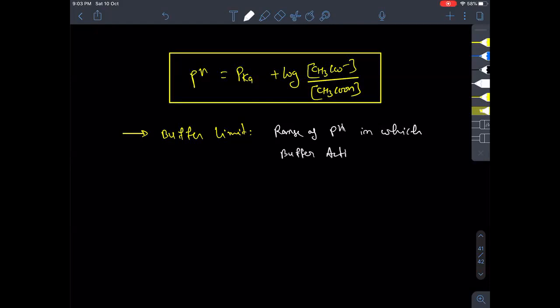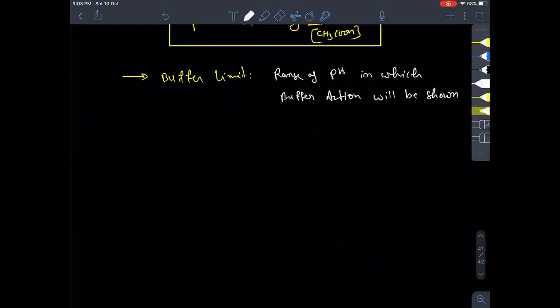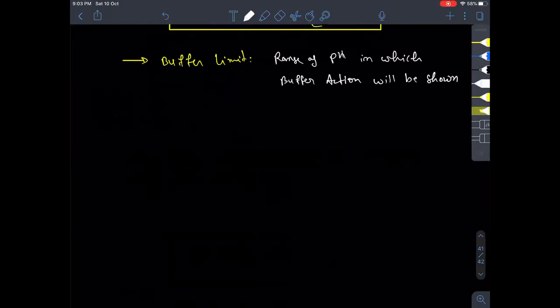Buffer action will be shown. What is buffer action? What is the role of a buffer? What is the role of the buffer solution? Now, I would like to tell you like this.